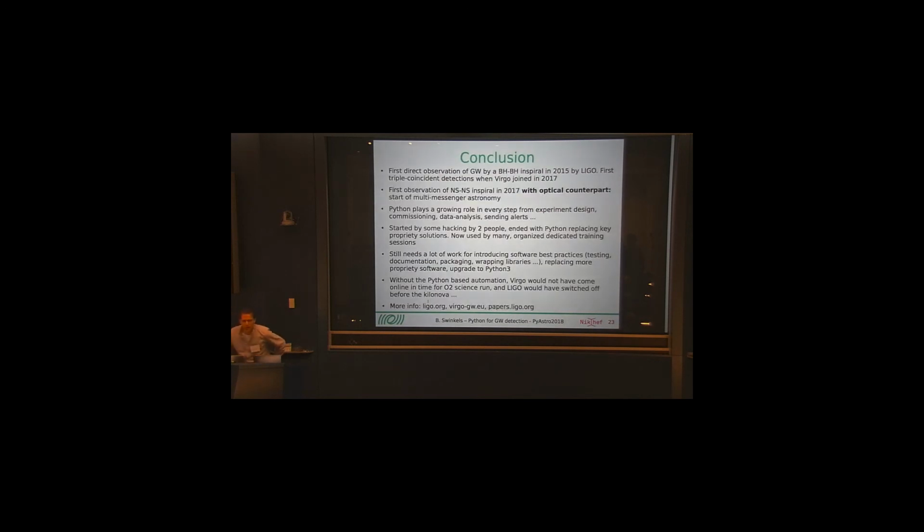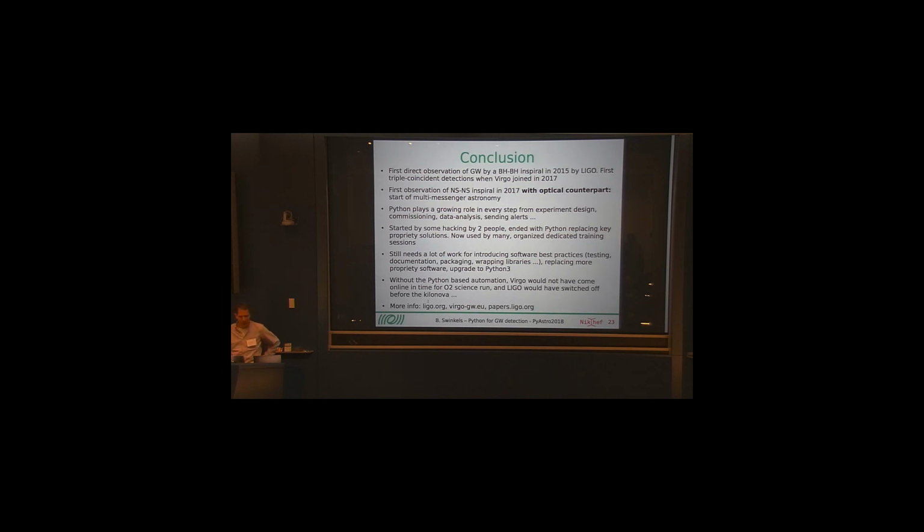So to conclude, after many years of working on gravitational waves, we finally made our first detections. It was first done by LIGO, and it was a set of binary black holes. More recently, we also measured a pair of neutron stars, and this really started the era of multi-messenger astronomy. And Python has played a big role in all of this. It started small, but we're using it more and more.